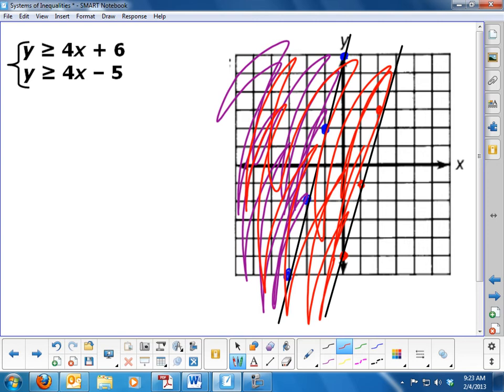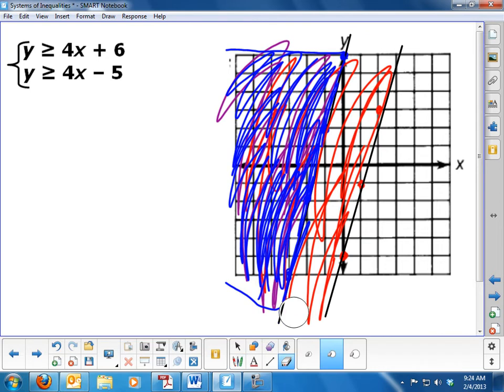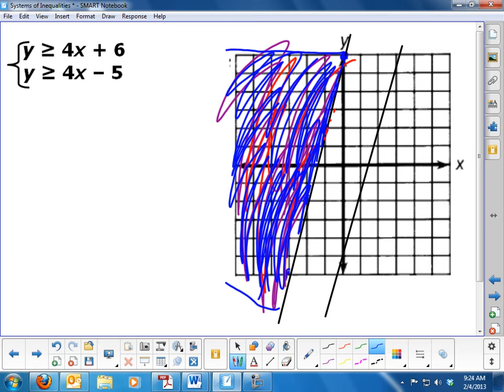Now when I look at this, I want to look for where my two shadings overlapped each other. Where did they overlap? They overlapped starting at this first solid line that we graphed, and everything over. So all of this double shaded, I would shade that even darker with my pencil since that part is the double overlap. That is the solution to my system of inequality. So notice all of this part is not included, which really means that nothing from that second inequality got included because the lines were parallel. They had the same slope.